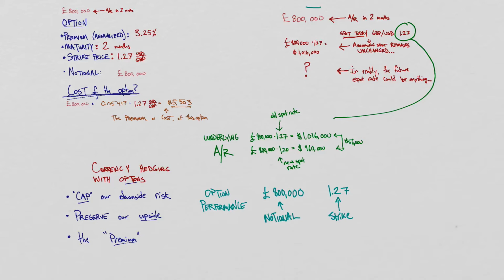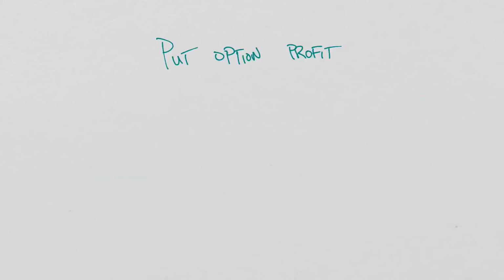And so the net benefit, if you include the underlying accounts receivable and the option performance together, is as if nothing happened, as if the 1.27 exchange rate didn't change at all. We still get, because the loss on this is minus 56,000 and the gain on this option contract is plus 56,000, we still effectively receive this 1.016 million. And so with an options contract, we've locked in an exchange rate, and we've eliminated any risk associated with exchange rate fluctuation. And this should be just like a forward contract.